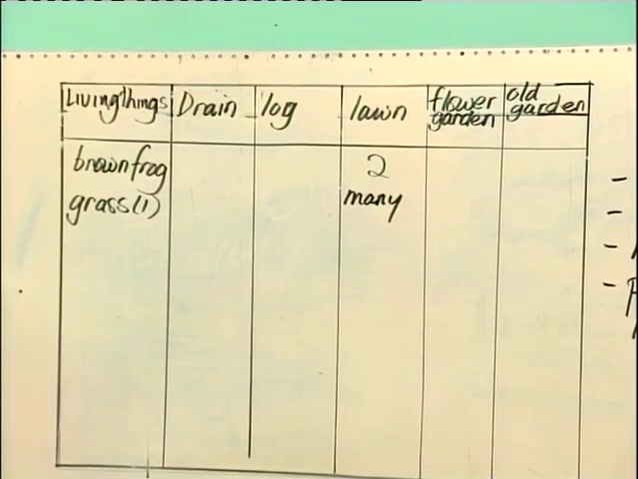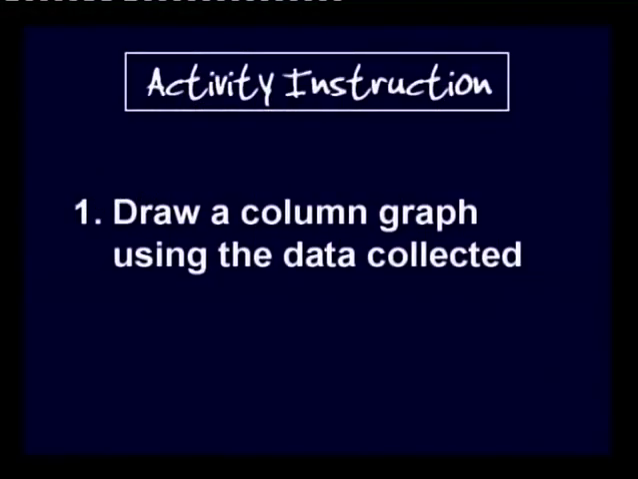Your activity 1, you will draw a column graph using the data that you have collected. So with the paper, you will draw the column graph. All clear? Do you know what a column graph is? Okay, good. In your maths lessons, you may have covered that. So use the information that you have collected, use that chart to draw a column graph.